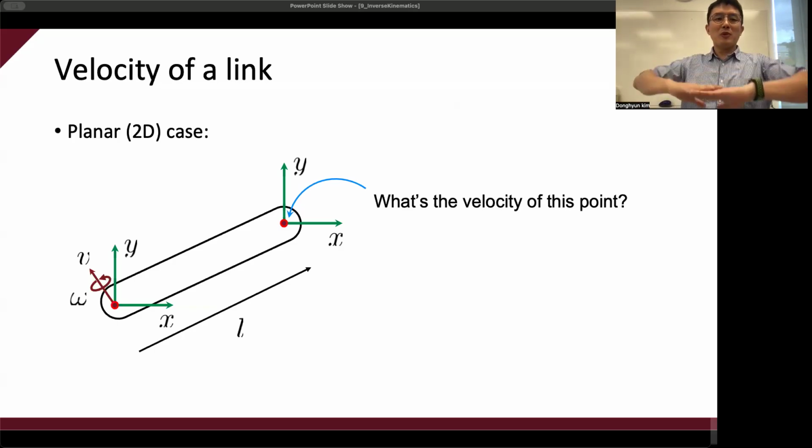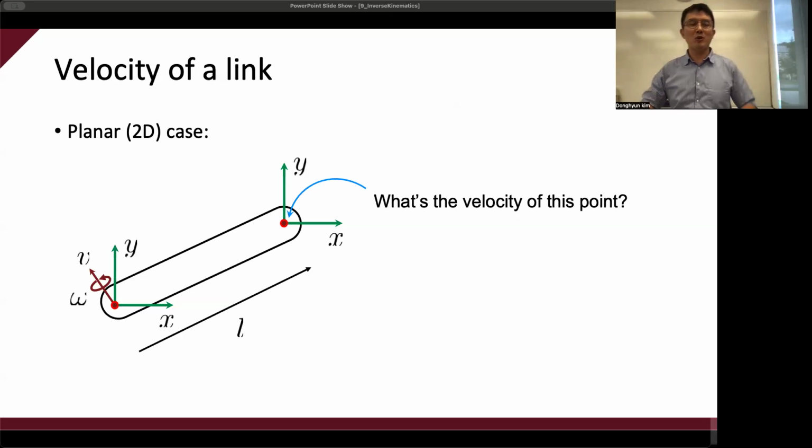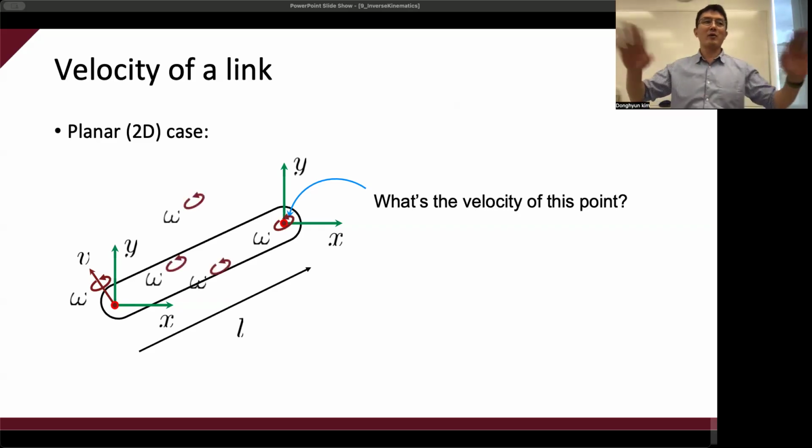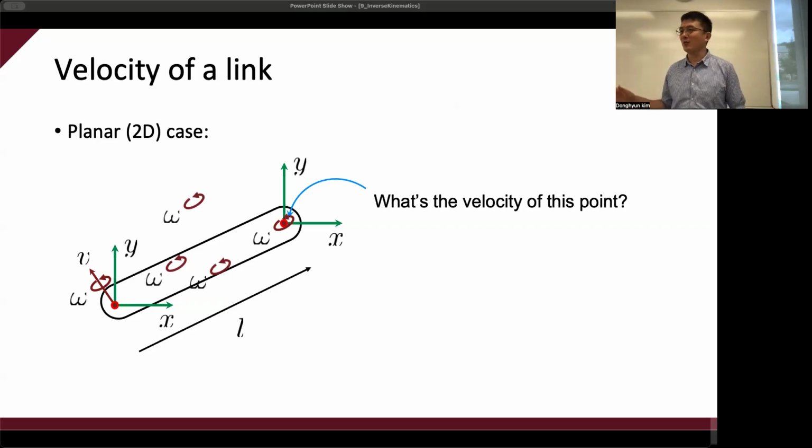Okay, let's put this system down in the planar plane, so let's think about only 2D movement. One trivial question is, what is the angular velocity of this point when there is a rotation and linear motion at this point? The answer is pretty simple. It's the same, right? Angular velocity, whatever origin you pick, is going to be the same. It's a rigid body, so the rotation is shared by everyone, every place.